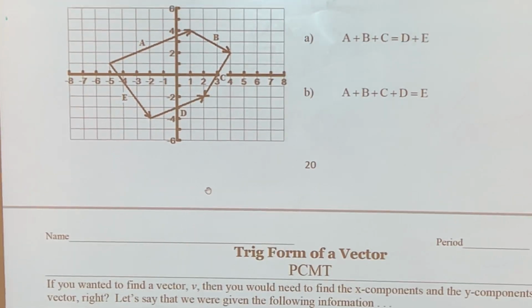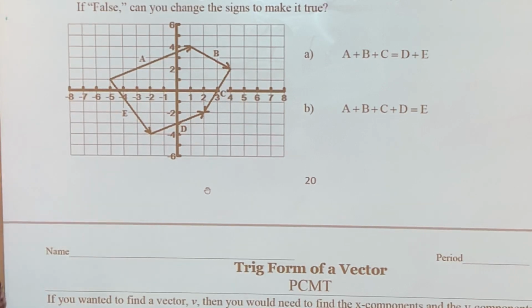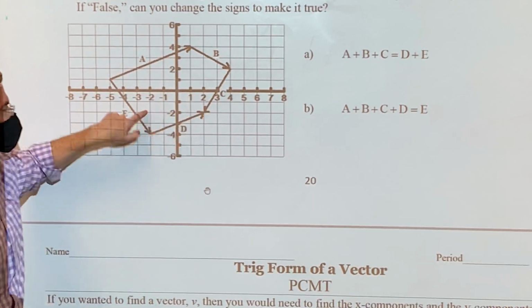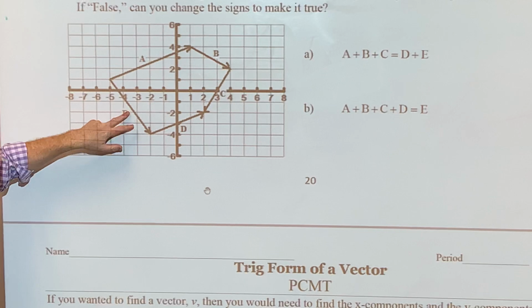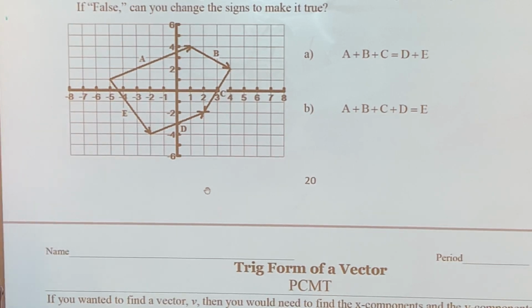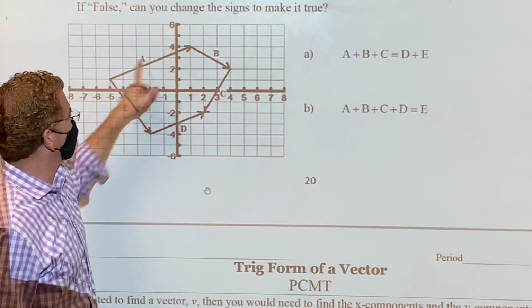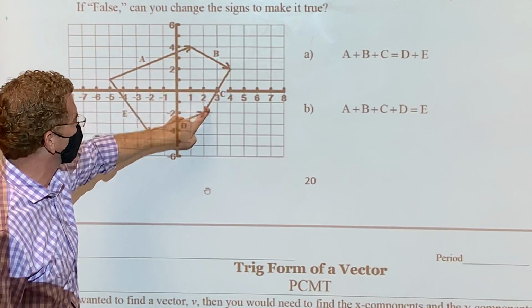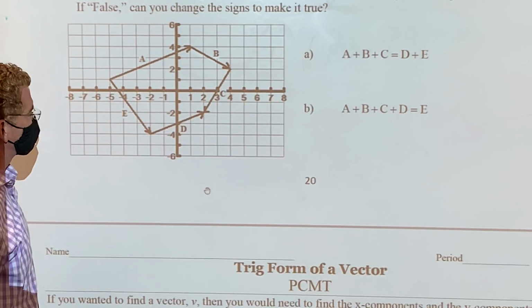this is where having vectors in component form is really helpful. I've given you the same kind of situation with A, B, C, D, and E, and I've got vectors going different ways. But here I'm saying, what's A plus B plus C? Is that the same thing as D plus E?